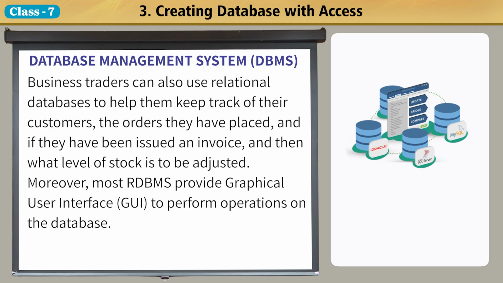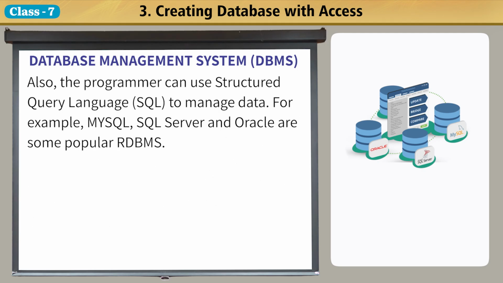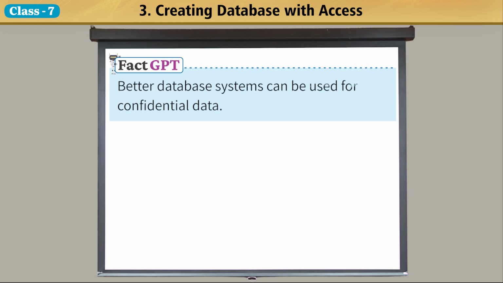Moreover, most RDBMS provide a graphical user interface (GUI) to perform operations on the database. Also, the programmer can use structured query language (SQL) to manage data. For example, MySQL, SQL Server and Oracle are some popular RDBMS. Fact GPT. Better database systems can be used for confidential data.